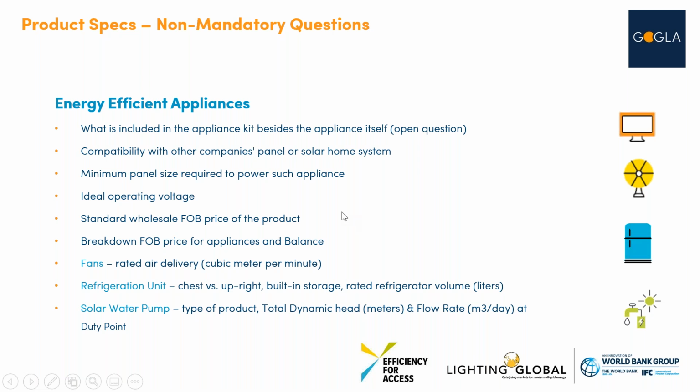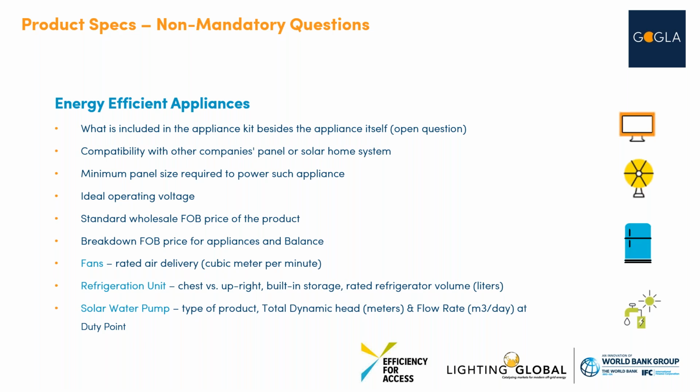The non-mandatory questions shown here are whether this appliance can be powered with other companies' panels or systems. So is it compatible with another system? What's included in the kit? What's the minimal panel size required to power it? Again, some pricing information, including a breakdown in percentage between the balance of the system and the appliance itself, and some more appliance specific questions.